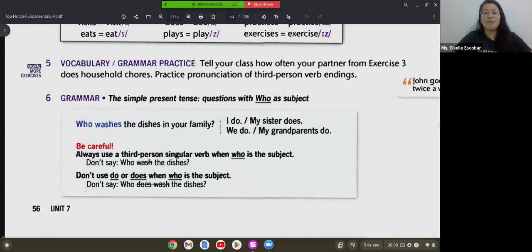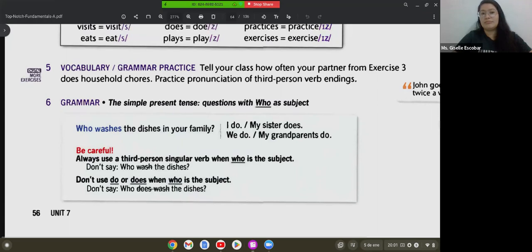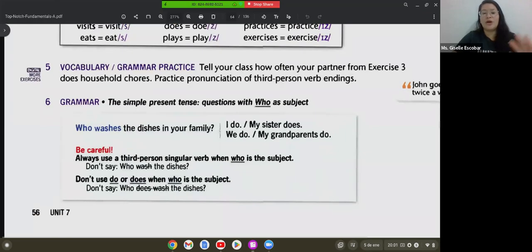And it says right here, don't use do or does when who is the subject. Nos está poniendo acá que no utilicemos do or does cuando quien, who, es el sujeto. Entonces nos da aquí el ejemplo. Don't say, no digas, who does wash the dishes. Another one can be, who does iron the clothes? Who does play the piano? That's another option. So, is this part clear?